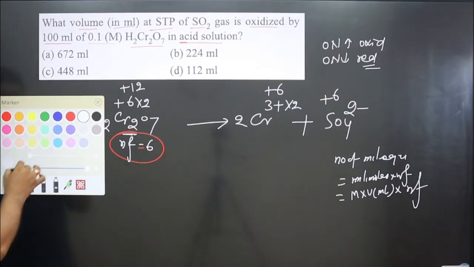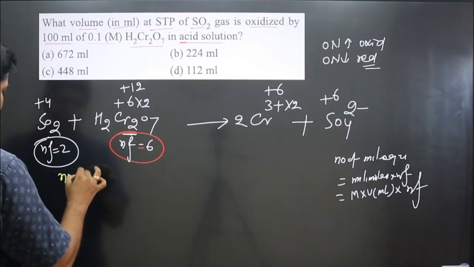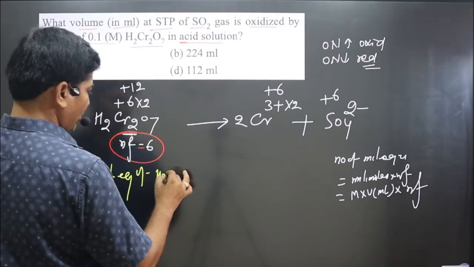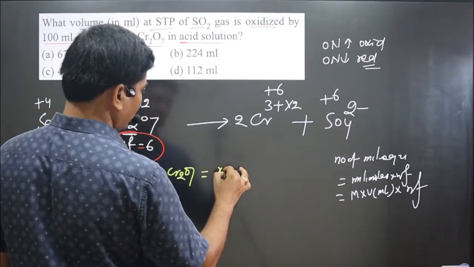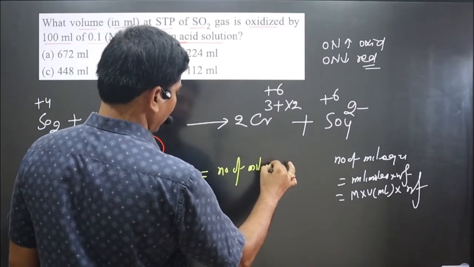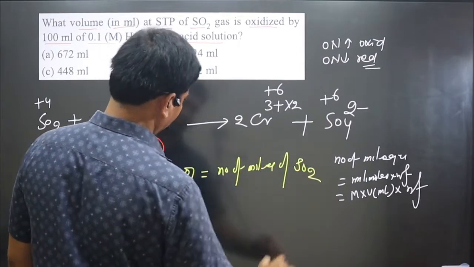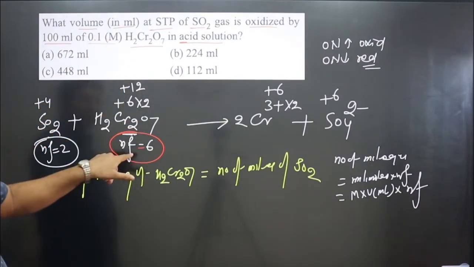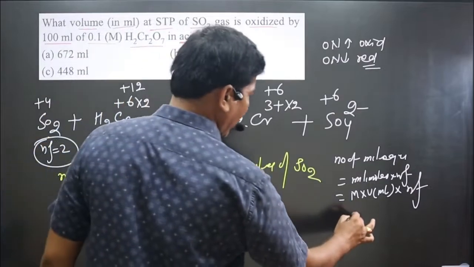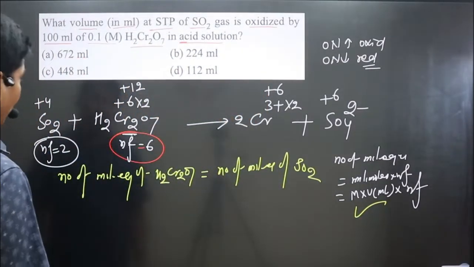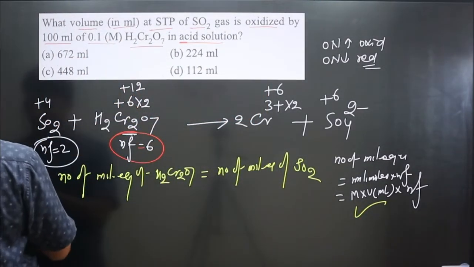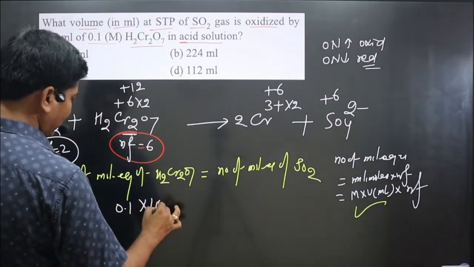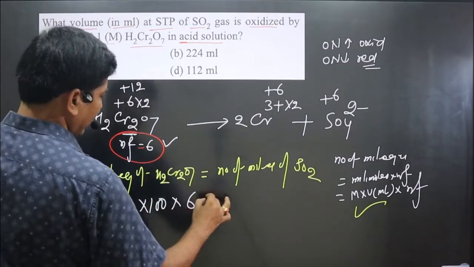Now we can apply the concept of milliequivalence. The number of milliequivalents of H2Cr2O7 is equal to the number of milliequivalents of sulfur dioxide. In the case of H2Cr2O7, the data is given: volume, molarity, and n factor already calculated. So we apply the formula: molarity multiplied by volume multiplied by n factor. Molarity is 0.1, volume is given as 100 ml, and the n factor value we calculated is 6.